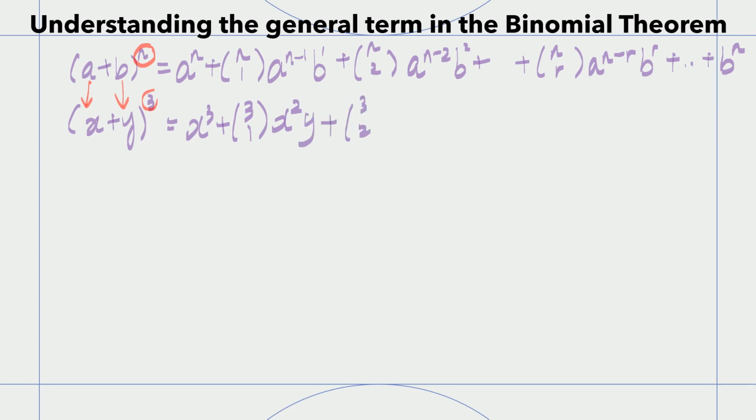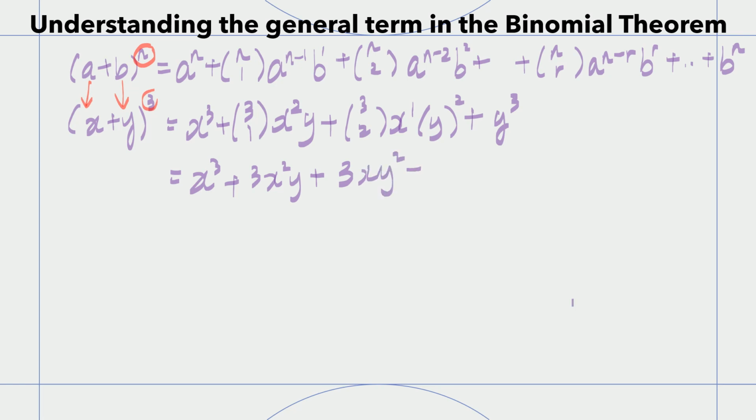So 3C2, x to the power of 3 minus 2, it's 1, and b is y to the power of 2. And the last term is y to the power of 3. So we're going to simplify, you get x cubed. 3C1 is 3; if you use a calculator, it gives you 3. If you've forgotten how to do that, just press 3 on the keypad, followed by the Shift key, followed by the nCr symbol on your calculator, followed by 2. You should get 3 also. Let's verify. Yes, we should get 3 x y squared, then y cubed.